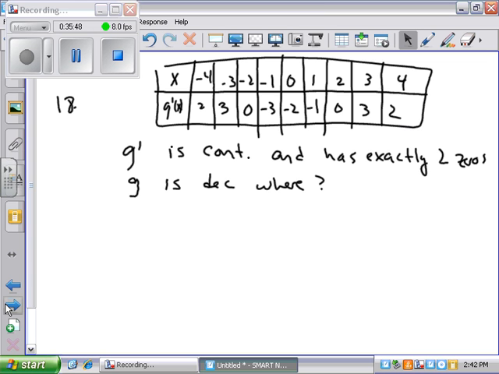All right, so they give you all these points and say there's exactly 2 zeros right here and here. So in other words, you don't have to worry about it doing something crazy and hitting 0 anywhere in between. You see that the y values go from 2 to 3 to 0, -3. And it's continuous, so it's not jumping over anybody. And they want to know, where is g decreasing?